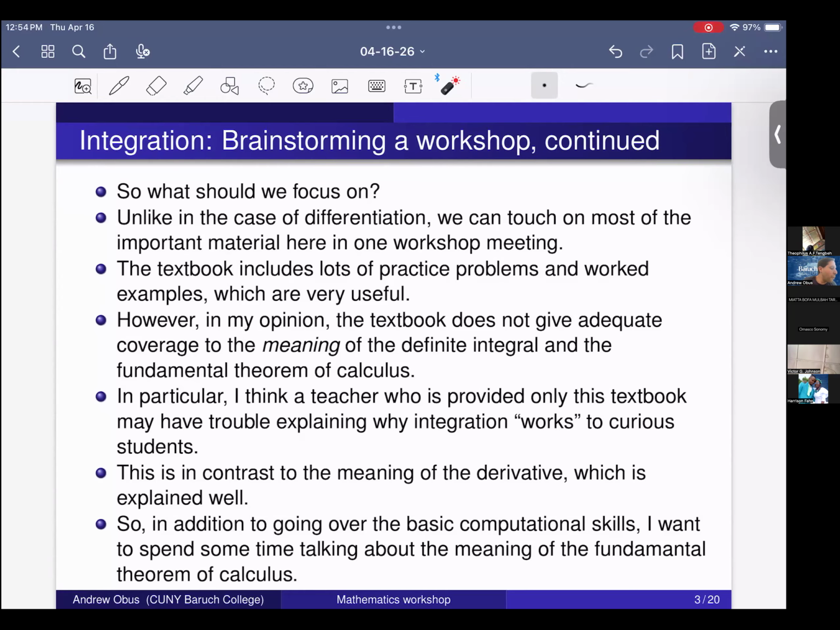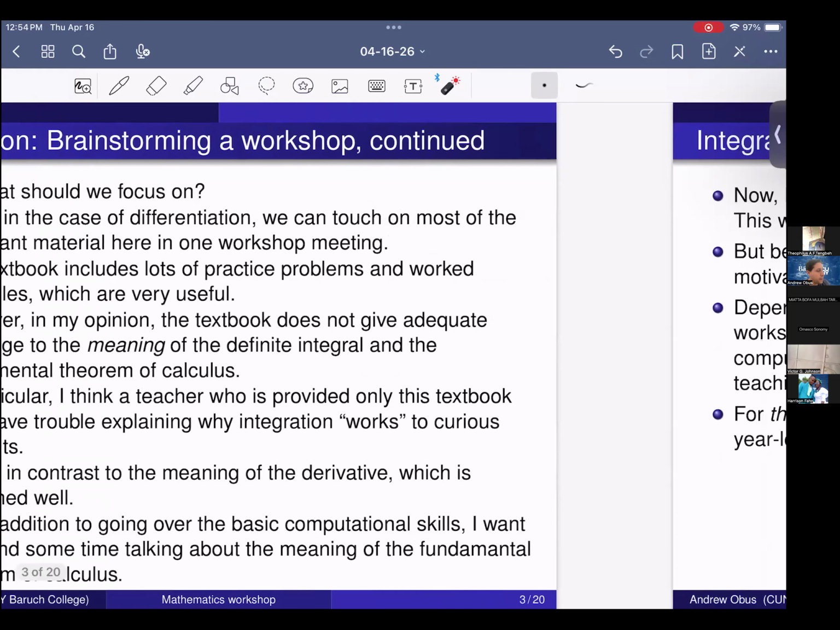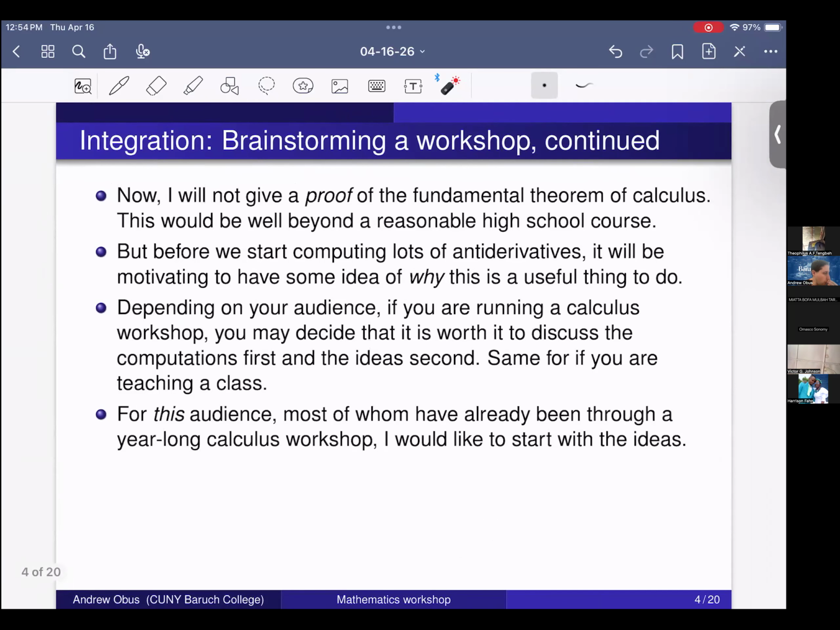But I think it's pretty important that a teacher who's teaching calculus or who's teaching the calculus unit of the grade 12 curriculum is not just stating formulas that they have no idea why they work. Okay, it's good to understand something. So what does this mean in a little bit more detail?